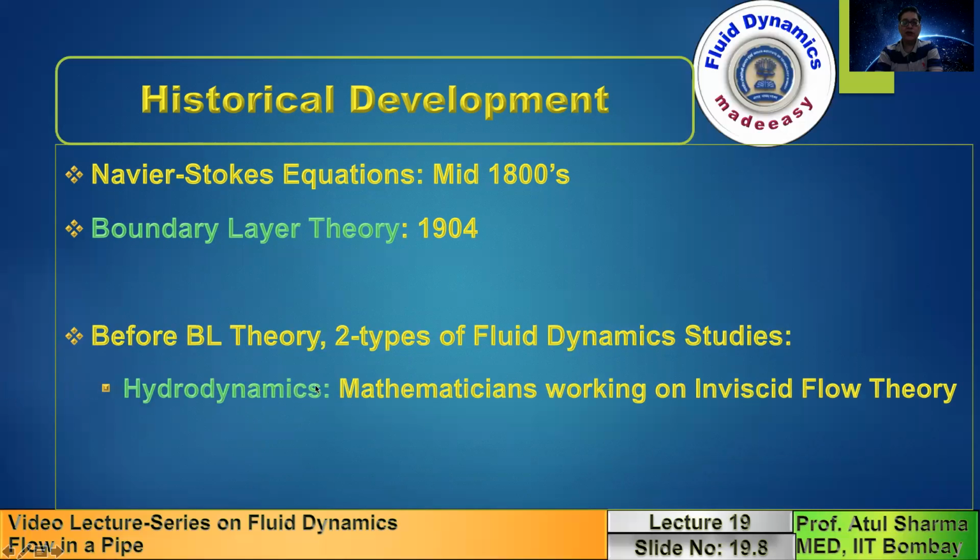The studies done by the mathematicians were called hydrodynamics, in which mathematicians were working on inviscid flow theory. And the group of people who were working on experiments called their subject of fluid mechanics hydraulics. So there were two groups of different types of people working with different techniques, one theoretician, another experimentalist, and the results which they were obtaining were contradictory in nature.